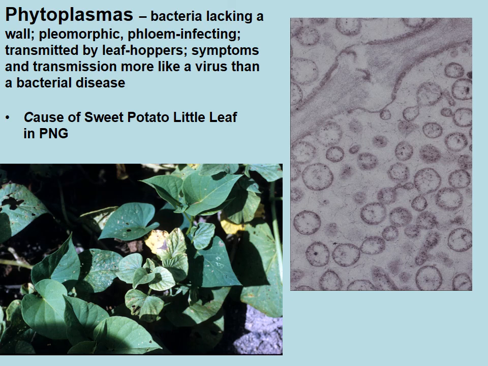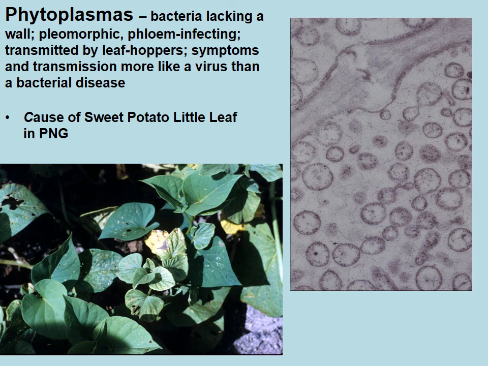Now let's take a look at phytoplasmas. Phytoplasmas are bacteria, but they're a unique group of bacteria that lack cell walls. Phytoplasmas are pleomorphic, meaning that they don't have a characteristic shape. They tend to change shape. They infect the phloem of the plant. They're transmitted by insects called leafhoppers. And the symptoms that they actually cause in the plant and the way that they're transmitted to the plant are really more like a virus than a bacterial disease.